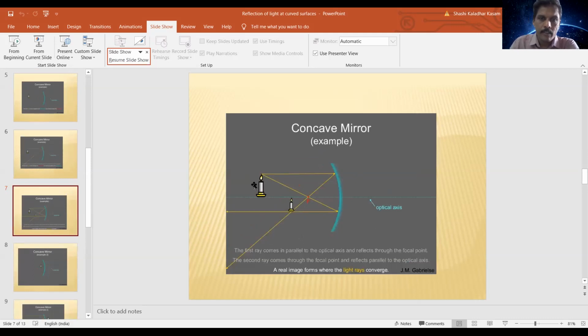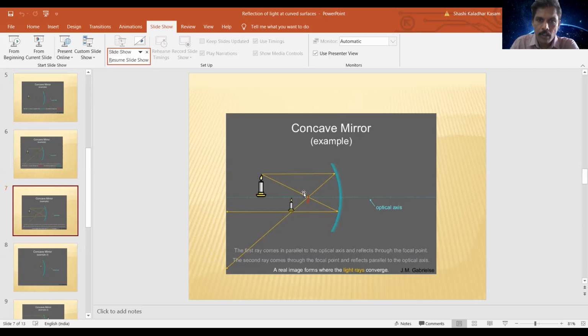See here, from this candle, two rays are coming. One is parallel to the principal axis, incident on the reflecting surface of a concave mirror. After reflection, it passes through focus. This is the principal focus. This is ray 1.